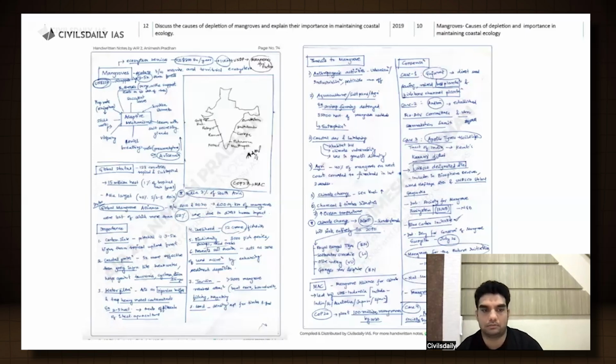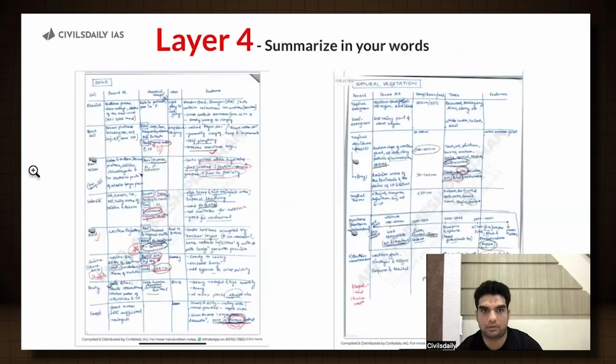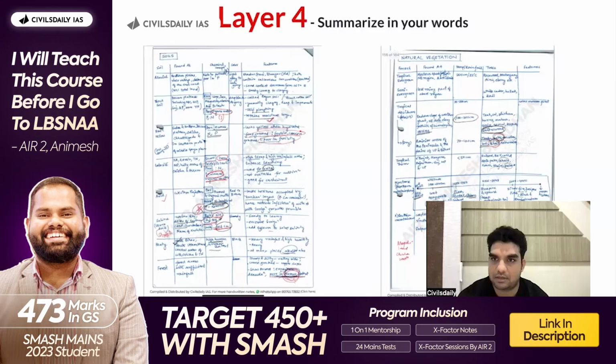Cool. We'll move forward. This is layer 4. This is summary in your own words. Look at this. This is about the soils. All soil done on your left side. All natural vegetation done on your right side. This is what I meant by islands. Does it look like an island or, I don't know, like a forest? So that's the whole point. This is your ideal scenario you have to make. These are real notes, by the way.